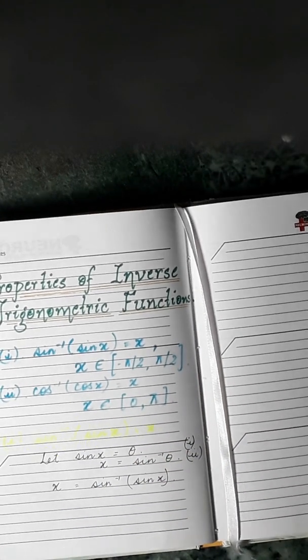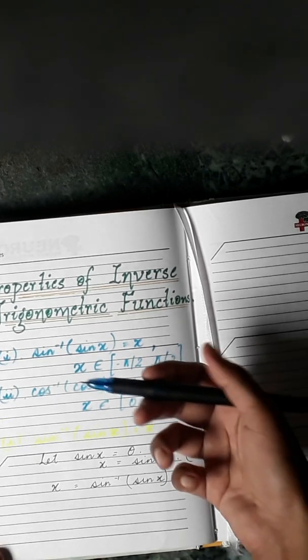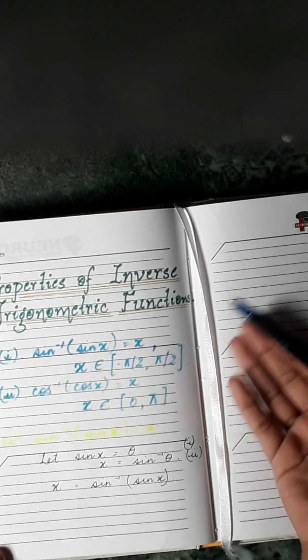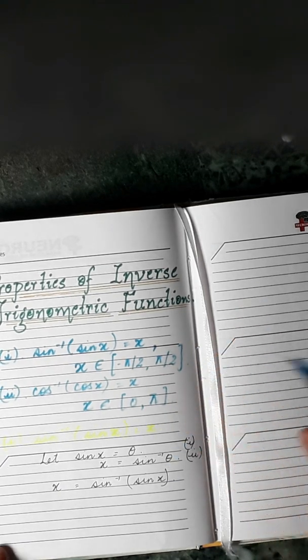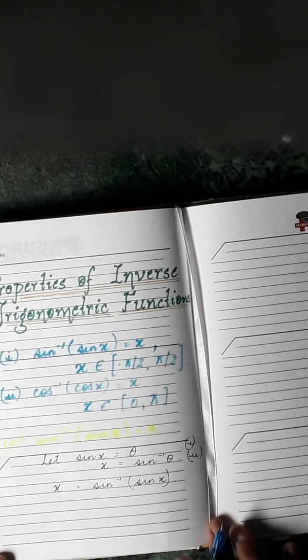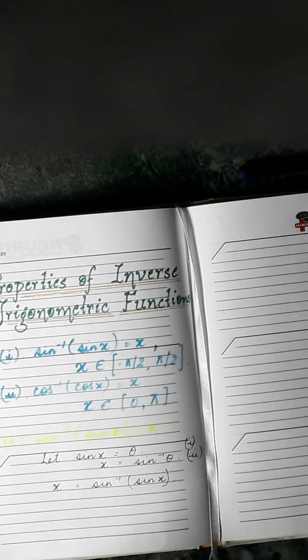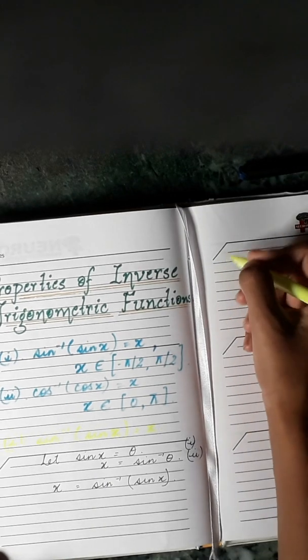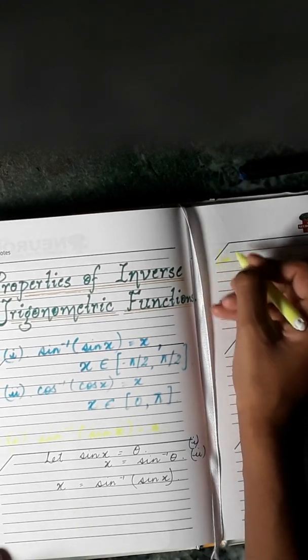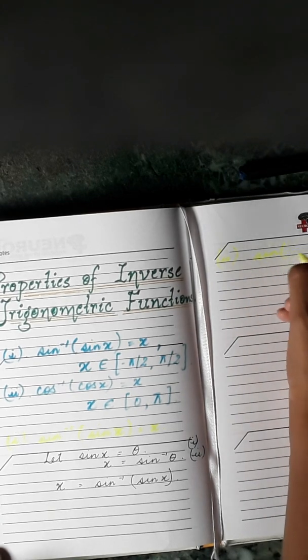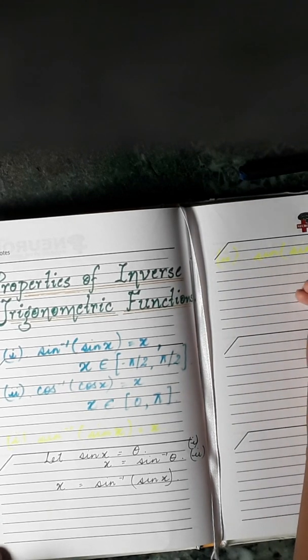It's very easy. Similarly, the other properties, such as cos inverse cos x is equal to x, then tan inverse tan x is equal to x, can also be proved. So let's consider the second type of properties, whose proofs are also very simple, very easy to understand.